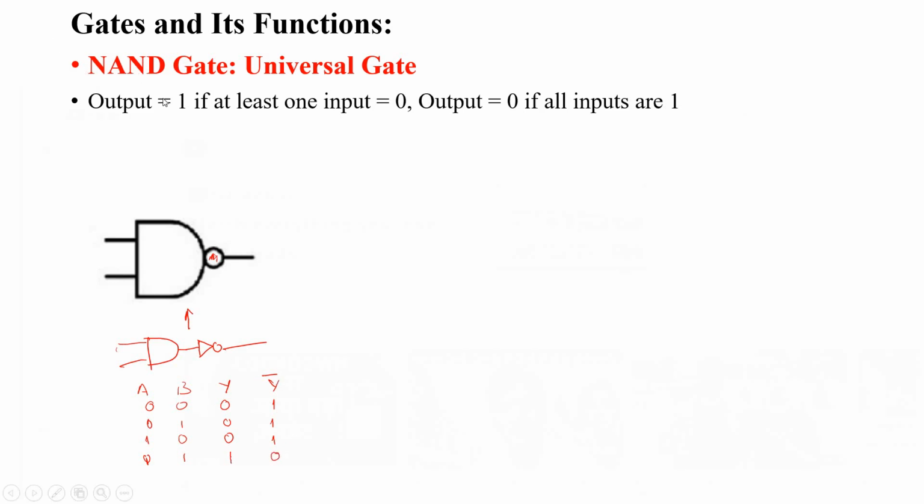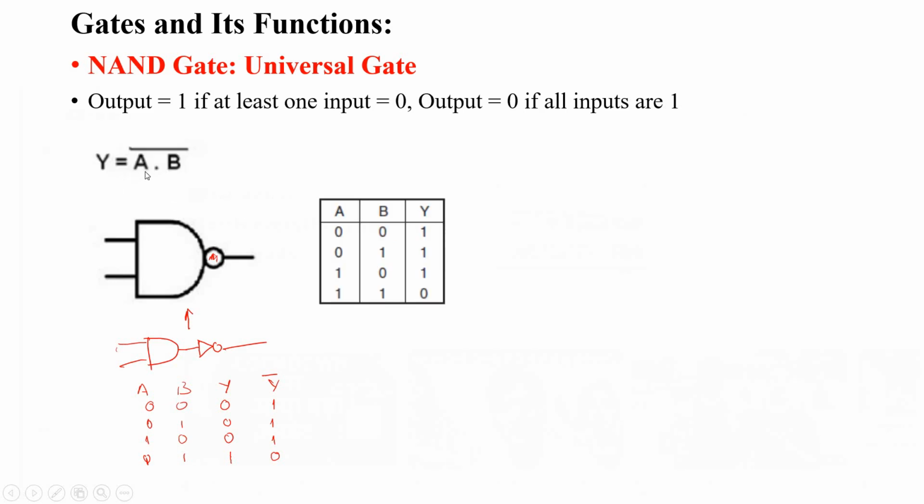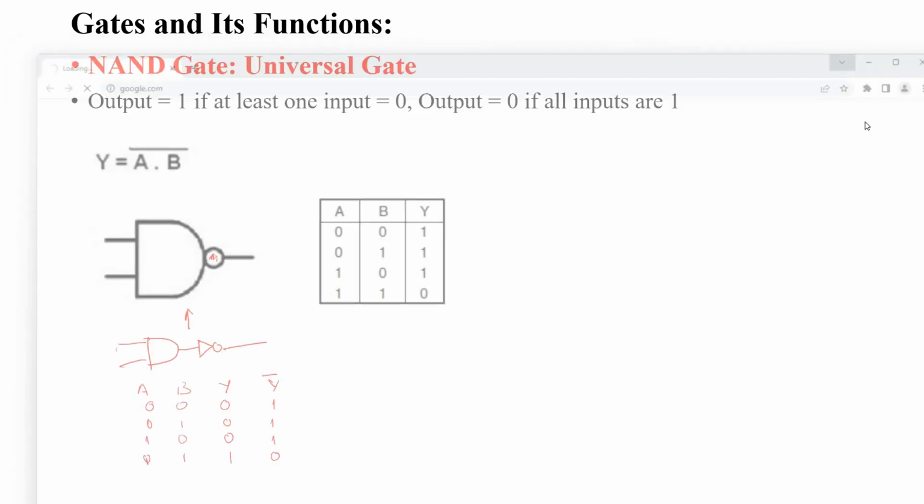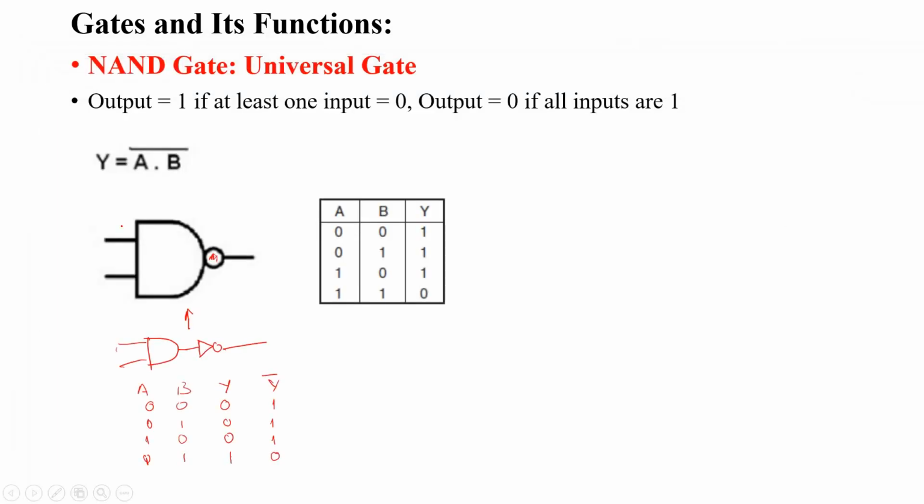So output is equal to 1 if at least one of the inputs is equal to 0. So you can see that at least one of the inputs is 0, and in this case you will be getting the output equal to 1. When all the inputs are 1, output is equal to 0. So this is the representation of A and B, and we can represent it as A B bar.